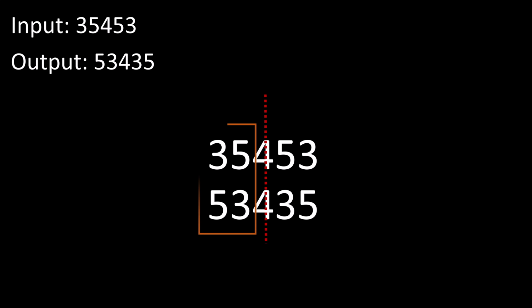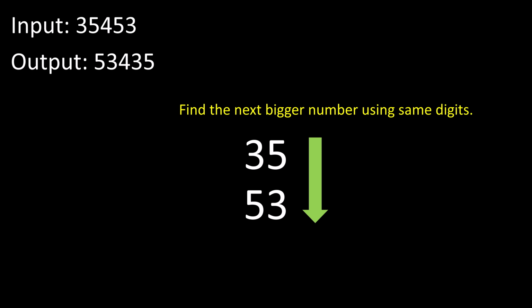Now if we turn our attention towards the first half of this particular number, we see that 53 is the next greater number for 35. That means if for a second we forget about the rest of the numbers, then we can see that it's all about the first half of a palindromic number. We need to find out what is the next greater number for the first half of the given number. So we are in turn finding the next bigger number using the same digits.